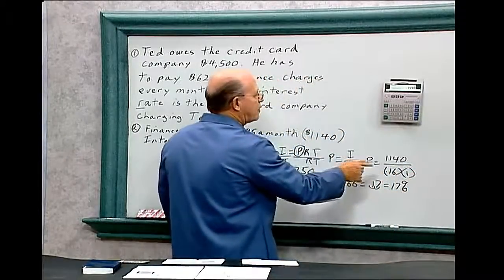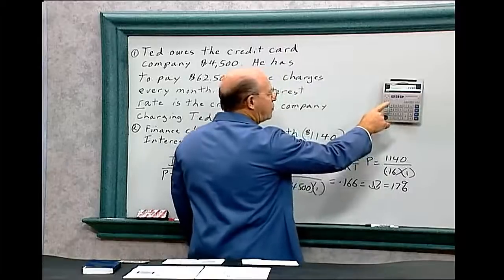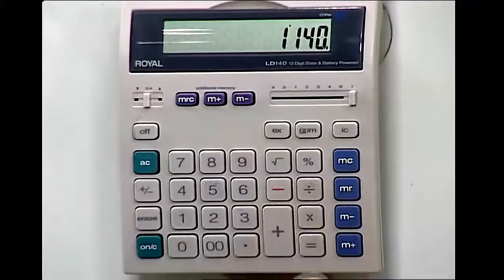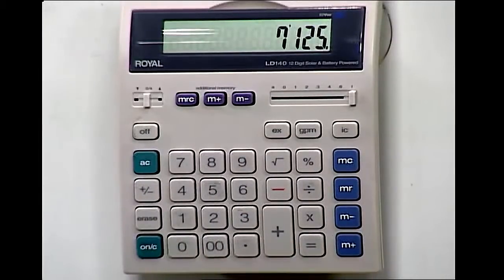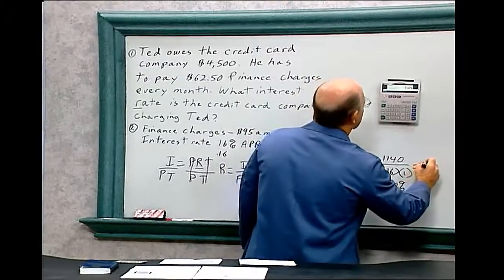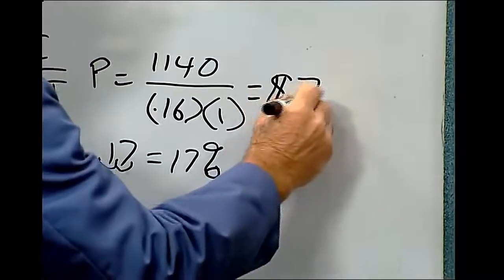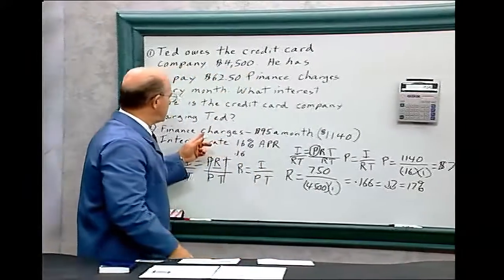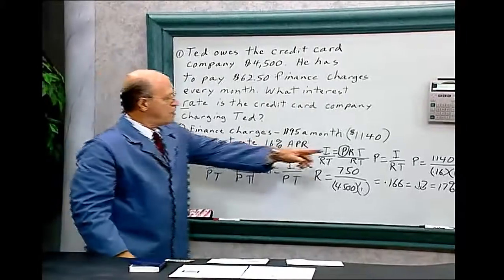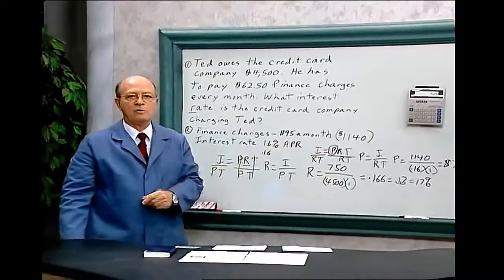So all we have to do is divide $1,140 by 0.16. That equals $7,125. So the principal for this loan, as we found out, is $7,125.